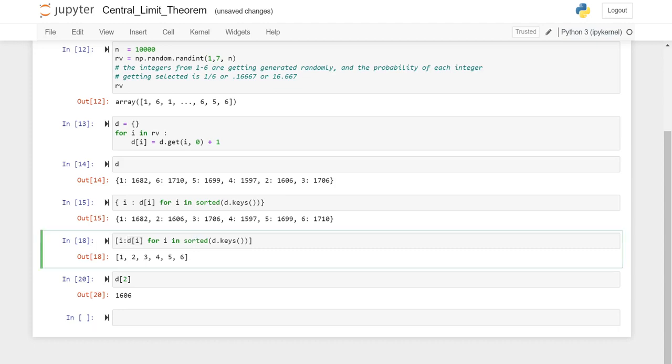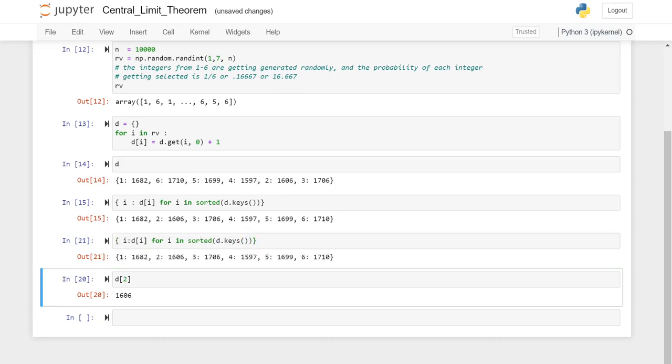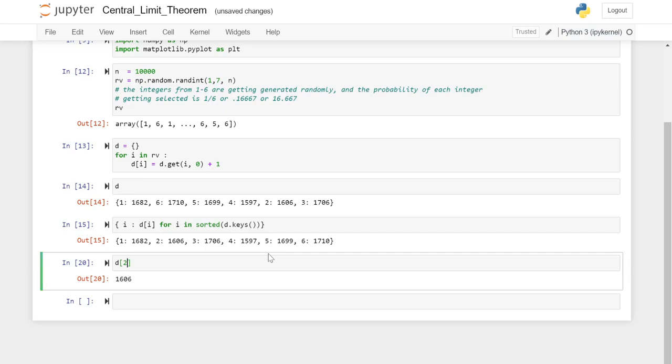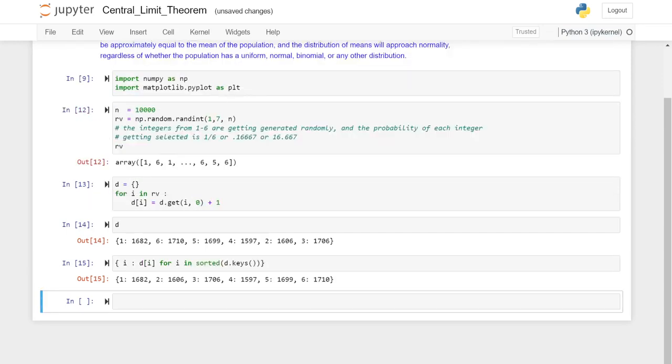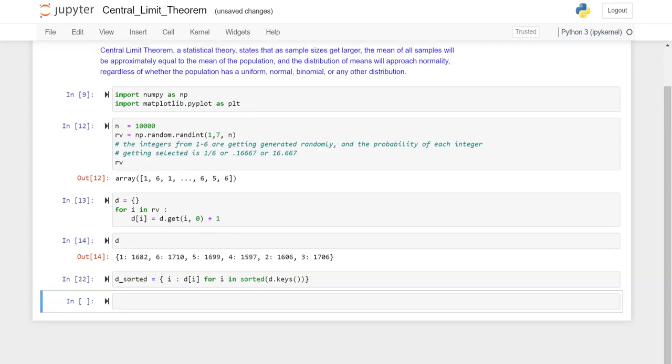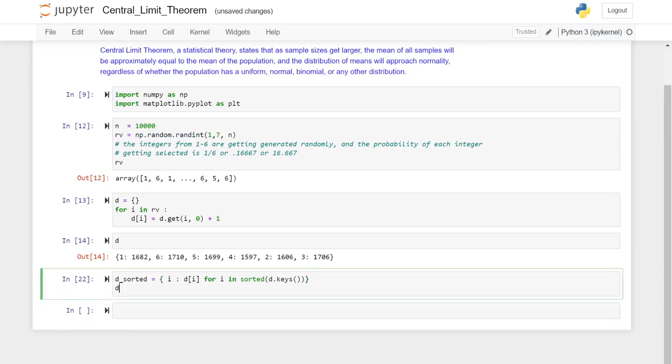Just see that. But before that, we have to change this bracket to curly braces. Okay, now run it. Look, we already created this, right? So this was only for explaining. Done. Now we can say d_sorted. Okay, good. Now what is our d_sorted? Wow, d_sorted is this.